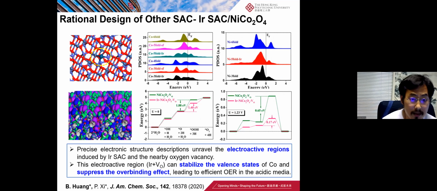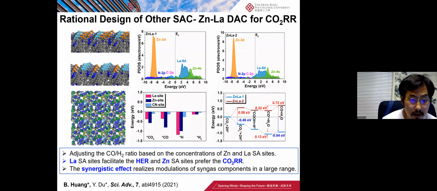On the nickel cobalt oxide support, the electroactive region consists of an iridium single atom and a nearby oxygen vacancy. This electroactive region stabilizes the intermediates and balances the surface cobalt sites. These optimizations guarantee the OER performance. Recently, our collaboration with Nankai University has proved the feasibility of lanthanide-based DACs. In previous slides, we have shown that lanthanides mixed with transition metals are the optimal combinations. Actually, in this work, the zinc-lanthanide DAC has really shown two individual metal sites for the CO₂RR and HER respectively.